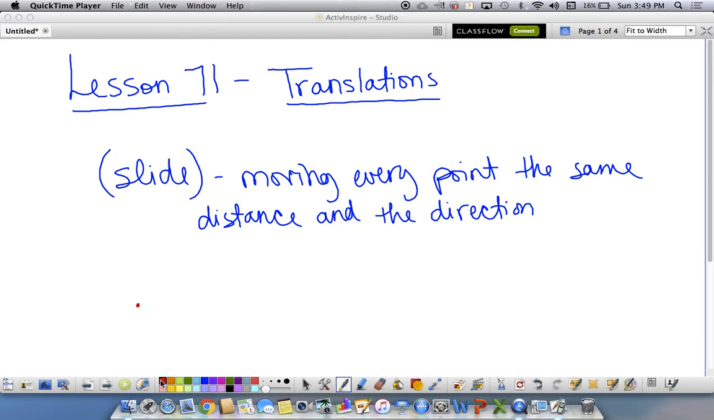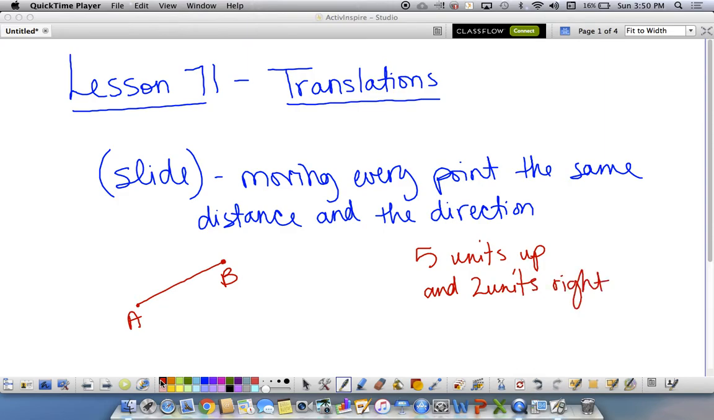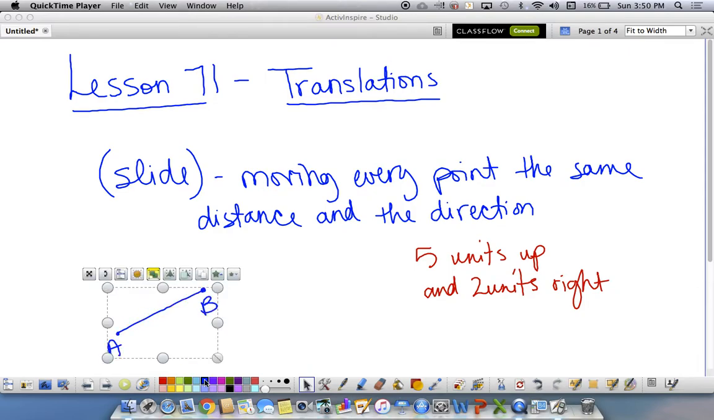What if I give you a point? Actually, let's go ahead and do a whole line. A, B, okay? And I asked you to move this line, A, B, 5 units up and 2 units to the right. Okay? Might need to even scoot that down. Oh, that will work. All right. So, ooh, I changed its color too. Look at that, how special that is.